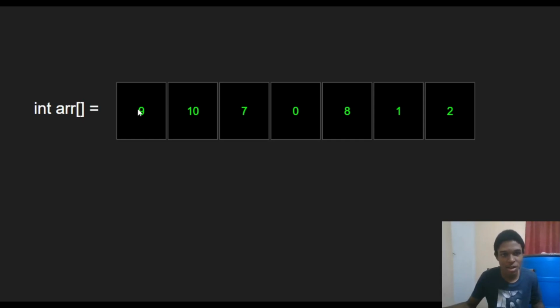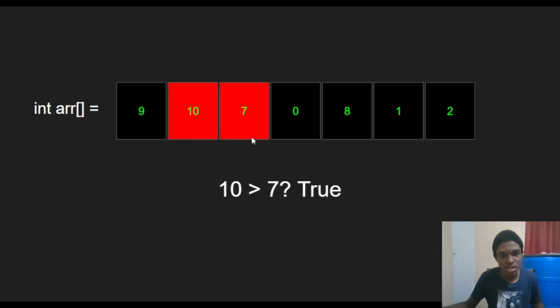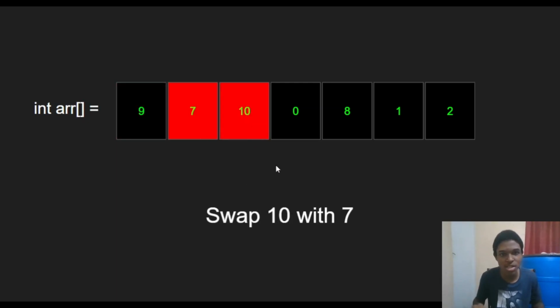So as you guys can see, we have an array right here with the elements 9, 10, 7, 0, 8, 1, and 2. So what bubble sort will do, it will start with the first two elements, 9 and 10. It will compare those two elements. In this case, we want to sort in ascending order. So we compare 9 with 10, and we say is 9 greater than 10? False. So it moves on to the next element, and then it says is 10 greater than 7? True. So in that case, it will swap 10 with 7, and 7 takes the place of 10, while 10 takes the place of 7.